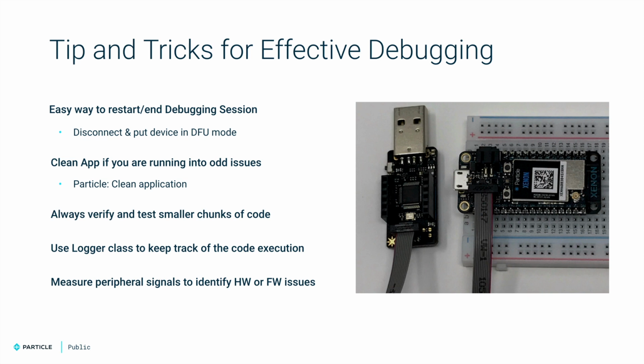One tip that I use all the time is to test and verify smaller chunks of code. That way you're focused on certain events, ensuring the device is operating properly as you are developing. In addition to using the debugger, I recommend using the built-in logger class as well to keep track of code execution between breakpoints. And finally, don't be afraid to measure a peripheral signal. Use a logic analyzer or an oscilloscope to identify whether the root cause lies in the hardware or the firmware.